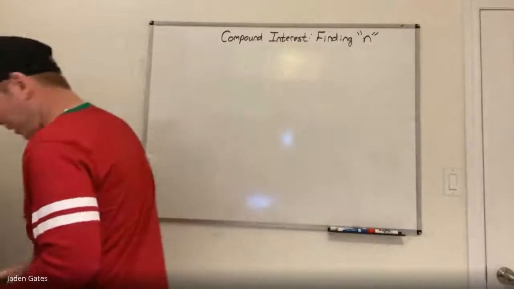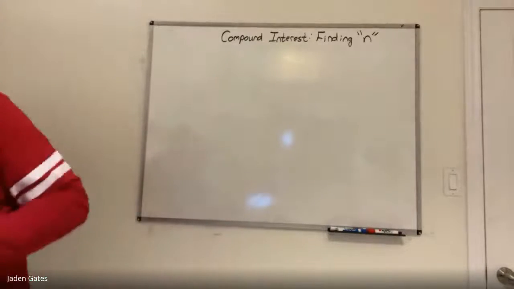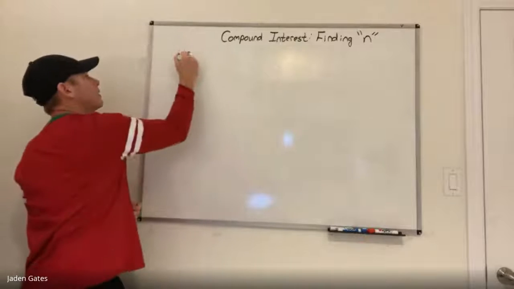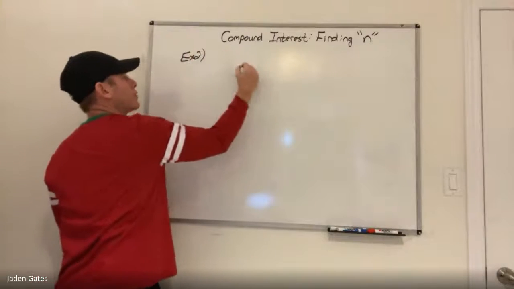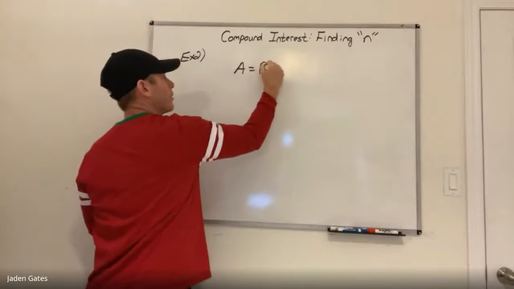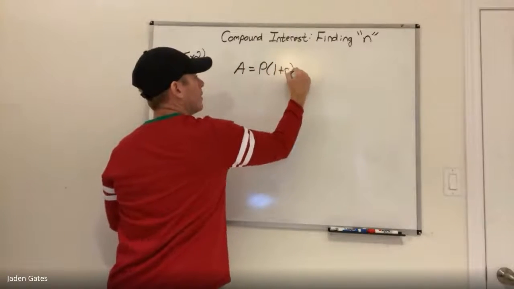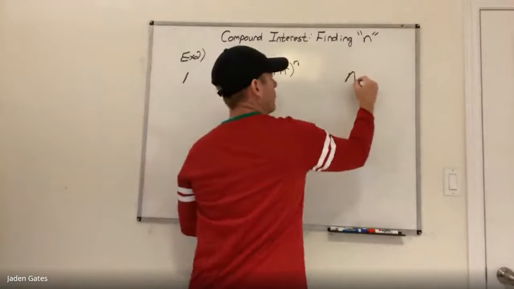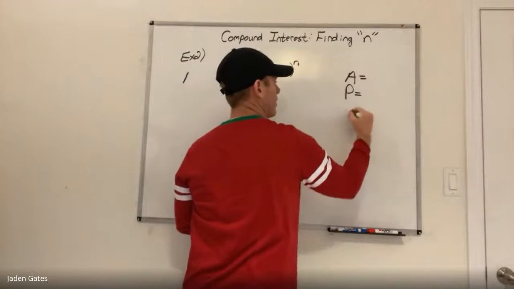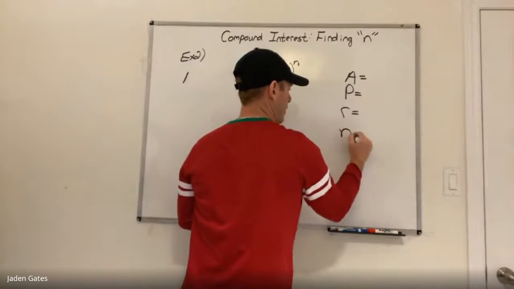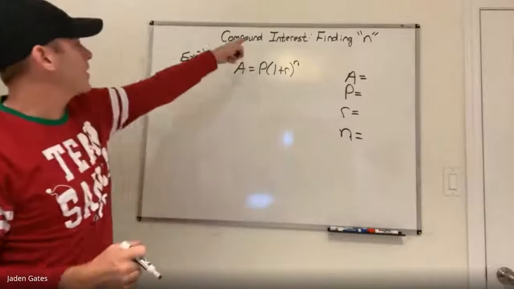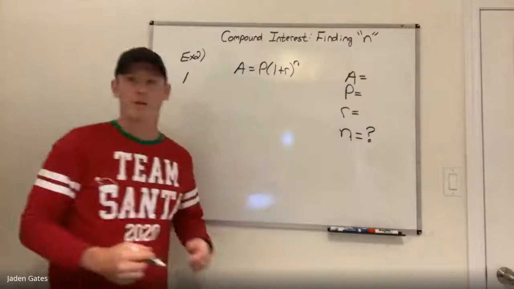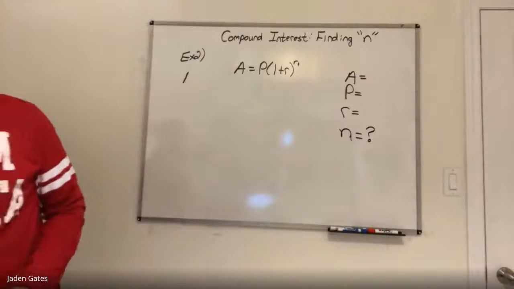All right, so we get to example number 2. Again, we're going to be looking at compound interest, so I might as well just write down my formula. Here we go. All right, so again, I'm going to have my 4 variables. And, well, given the fact that our title here is compound interest finding n, might as well put a question mark there already, right?